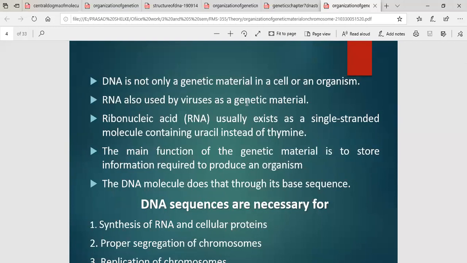In different species, different genetic material is used. DNA is generally the hereditary material in many organisms, but RNA is also hereditary material in viruses. Some viruses are RNA viruses that contain RNA as their genetic material.